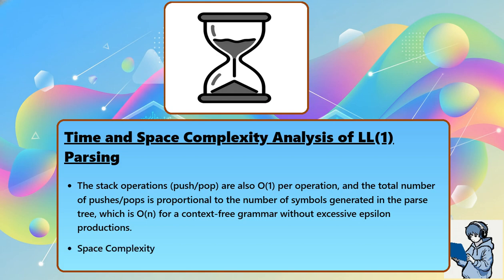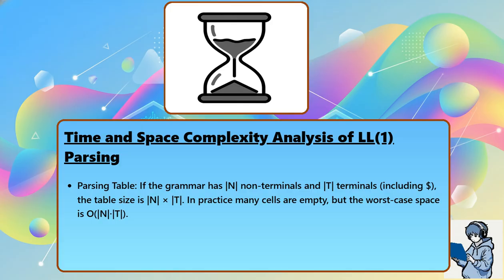Space complexity. Parsing table: if the grammar has n non-terminals and t terminals including $, the table size is n times t. In practice, many cells are empty, but the worst case space is O(n times t).